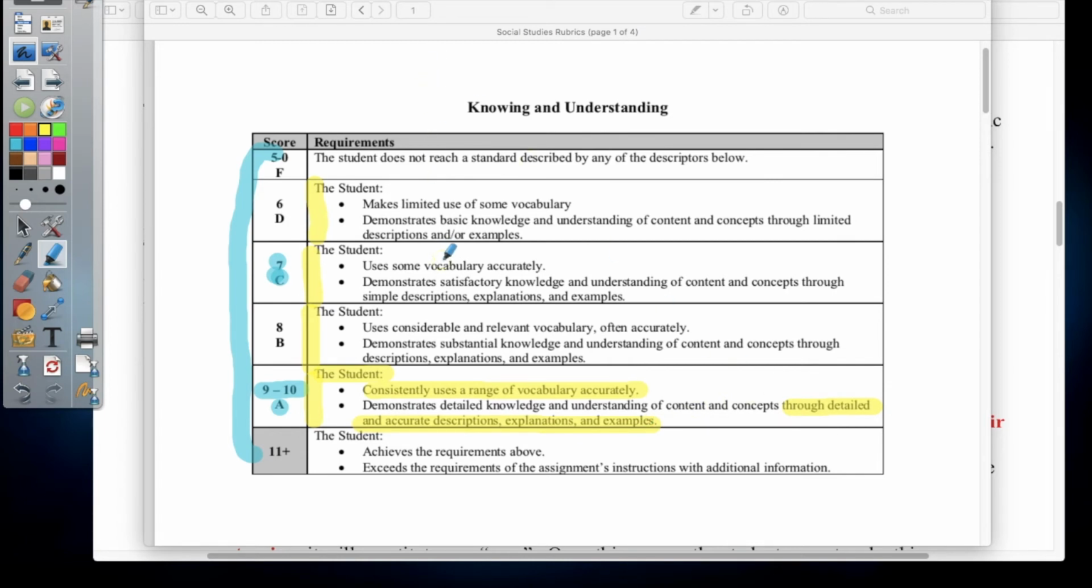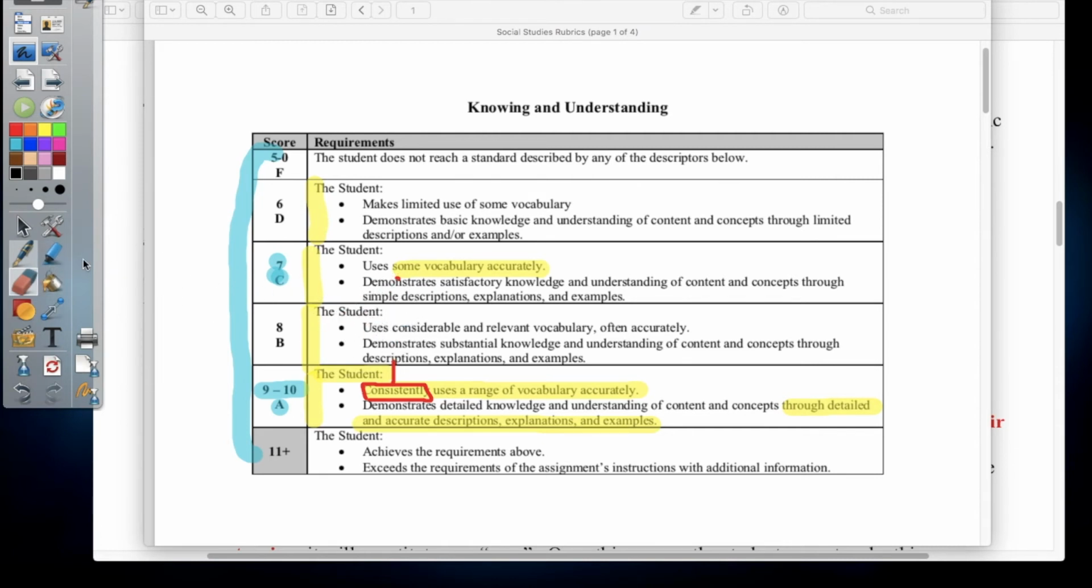Let's say, for example, though, you want to get a C on this assignment. So let's talk about some of the differences. In the C category, it says the student uses some vocabulary accurately. As you can see, in the 100% category we're using vocabulary accurately the entire time, whereas in a C we're only sometimes doing that. All right, so that's a little bit of a differential there. That's where it gets a little bit different.